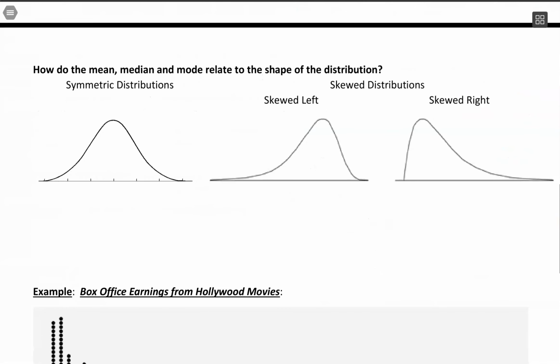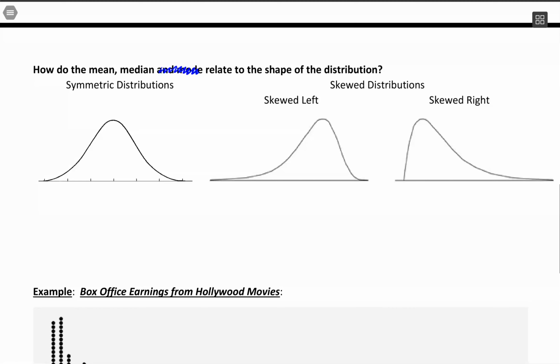So let's talk about what happens to the mean and median. Actually, sorry, we're going to leave out mode from this, because the mode is just the peak of the graph. What ends up happening is, for the median, if I had to estimate where the median is for each of these graphs, I would just look at where the peak is.